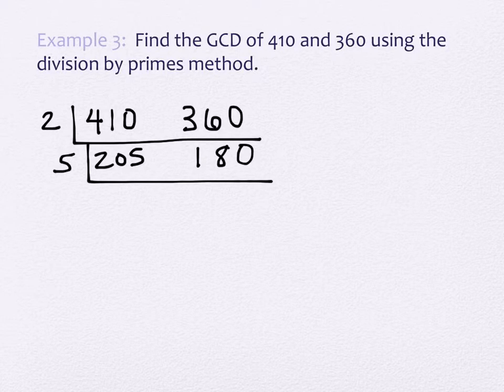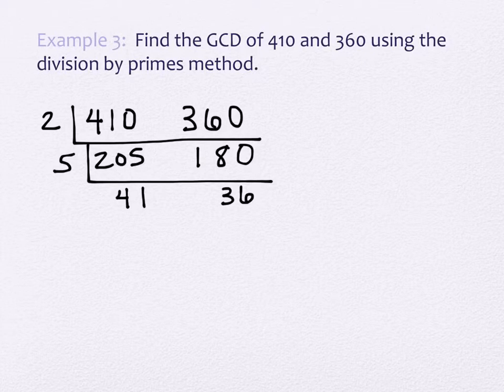So now, what is 205 divided by 5? Should be 41, right? And what is 180 divided by 5? 36. I don't need to go back and ask myself about 2's and 3's, because I already did that. Will both these numbers now divide by 5? 7. 11. And I've gotten way too big already, right? Because the numbers are only 41 and 36.